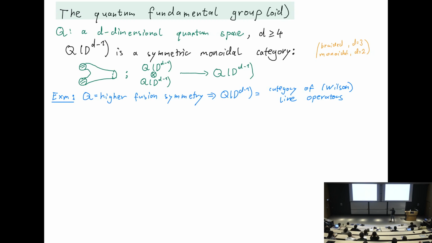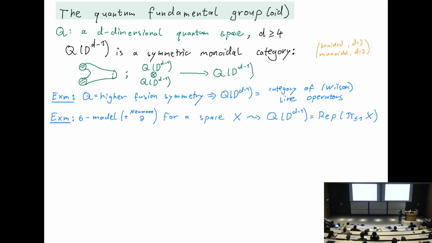And just as an example, if I have a higher fusion symmetry, then this category is the category of Wilson line operators in the boundary theory. So it's the category of lines in the fusion N category. And this is symmetric if my boundary theory is high enough. And another example, I can go and compute this for my sigma model, and indeed it's just a category of representations of the fundamental groupoid. So this is how I want to extract the fundamental groupoid.